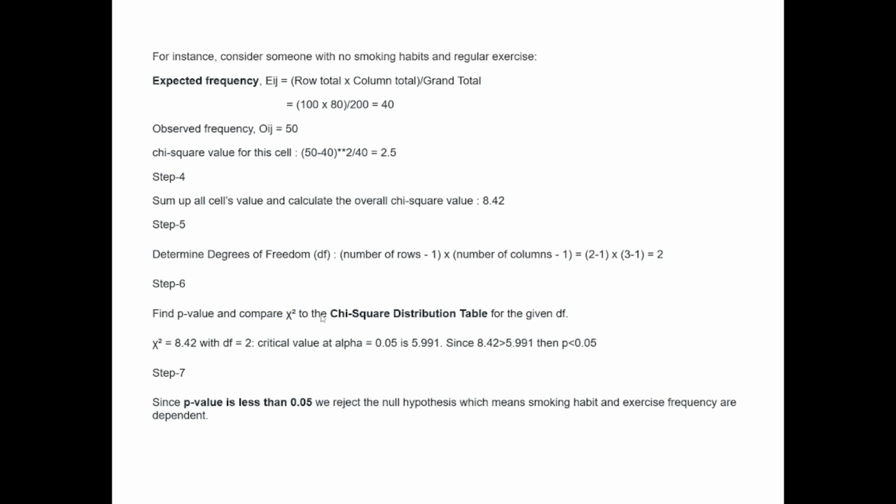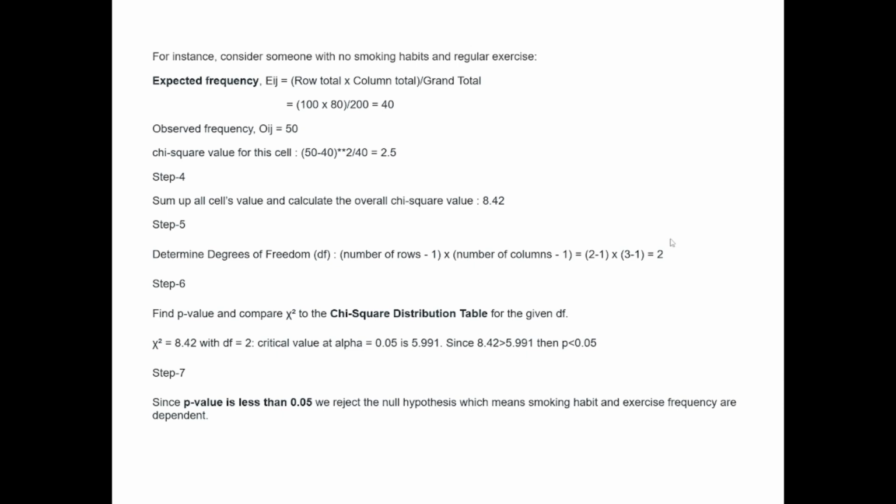Now the final step is to find the p-value and compare the chi-square value with the critical value given in the chi-square distribution table for a particular degrees of freedom. If you search for the chi-square distribution table in Google, you will see a table with multiple critical chi-square values given with respect to different degrees of freedom. From that you can refer to a particular degrees of freedom.